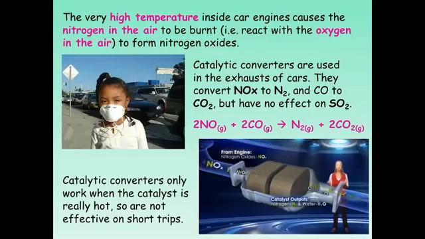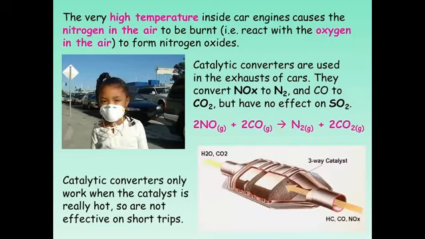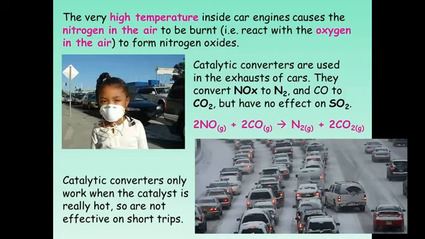The catalytic converters can convert the nitrogen oxide into nitrogen gas. They can also be effective at removing carbon monoxide and turning that into carbon dioxide. However, they have no effect on sulfur dioxide, so therefore don't affect the sulfur dioxide causing acid rain. Catalytic converters, however, only operate at high temperatures. So on short journeys, especially in the winter, the catalytic converters are not very efficient.